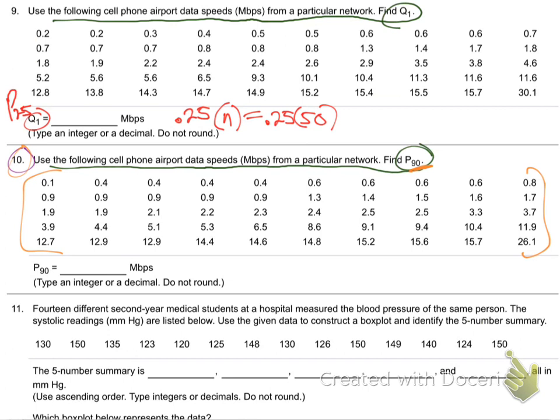Whoops, where am I at? I'm getting lost in the problem. Went to the wrong screen. Sorry. There's 10 here, 10 here, 10 here, 10 here, 10 here. There's 10 in each row, so there's 50 data values.